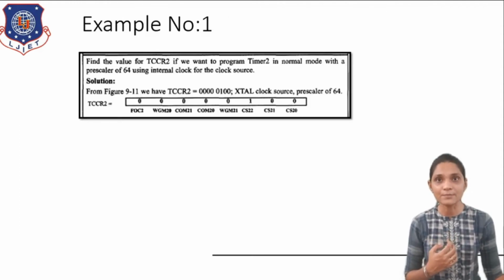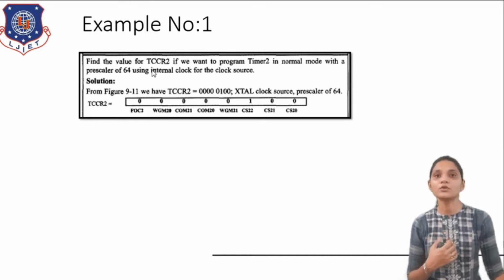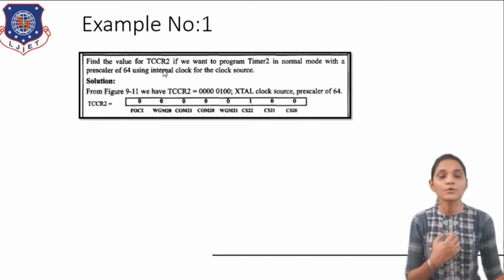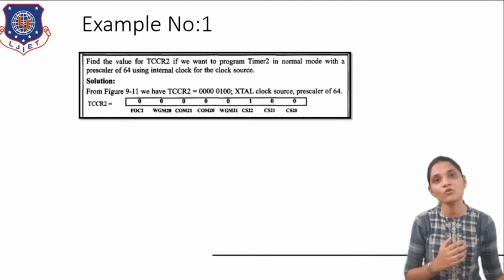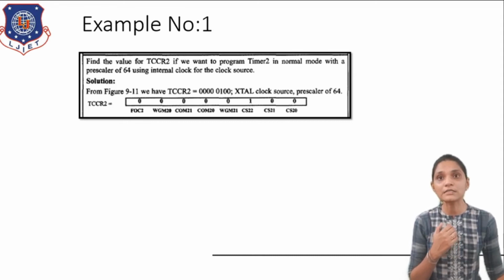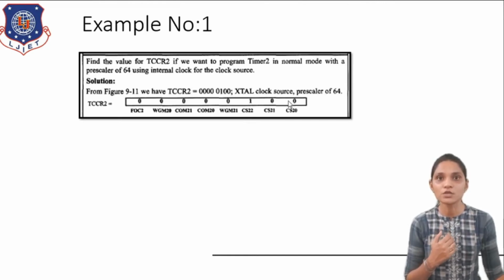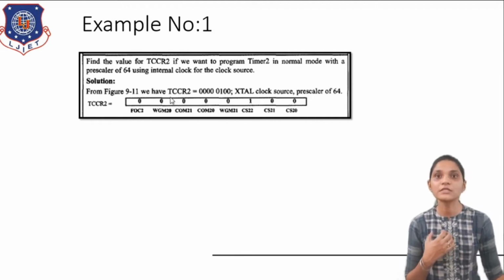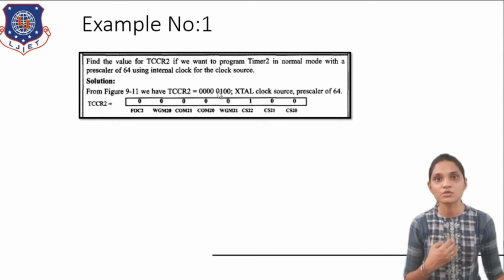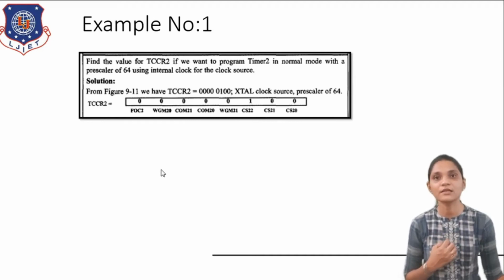Now let us see an example of how we can set this TCCR2 register. Here we have to find the value of the TCCR2 register if we want to program timer 2 in the normal mode with a prescaler of 64, using the internal clock as the clock source. So for a pre-scaling of 64, we have the selection 100 for the last 3 bits. We put 100 in the last 3 bits and the remaining bits are 0 for the normal mode. So our selection for TCCR2 will be 0000 0100. This will be the selection for pre-scaling of 64.